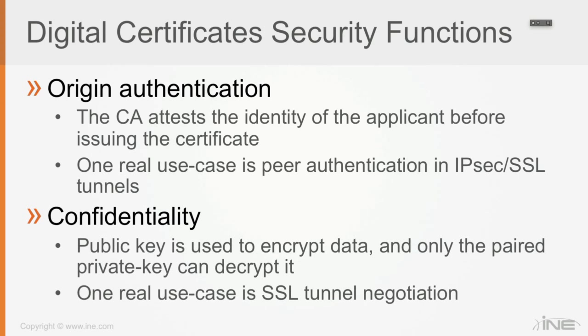Another security function of using certificates is going to be confidentiality, because as we saw before, the public key, which is the certificate's key, is going to be used to encrypt data, and only the paired private key can decrypt it. One real use case we're going to see is SSL tunnel negotiation. We're going to see exactly how, in the SSL tunnel negotiation, the public key or the certificate of the SSL VPN gateway is being used to encrypt data back and forth.